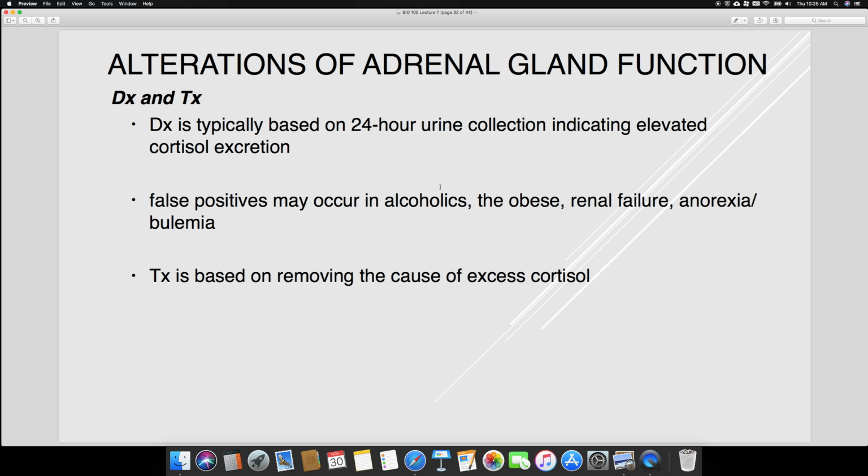So diagnosis and treatment. So diagnosis is really a 24-hour urinalysis, which will basically show too much cortisol being excreted. Now there can be false positive states. For example, the obese are in a chronic inflammatory state, so they often produce too much cortisol. Anorexia and bulimia, alcoholics, all of those can result in false positives. And then treatment is just removing the cause. So if it's a pituitary adenoma, maybe removing the tumor. If it's oral corticosteroids, trying to find a way to get off those corticosteroids. And a lot of times you can get back to your pre-Cushing state if it's caught soon enough.